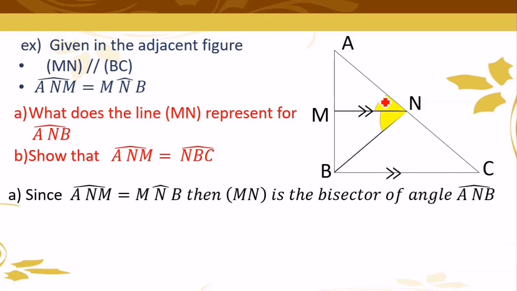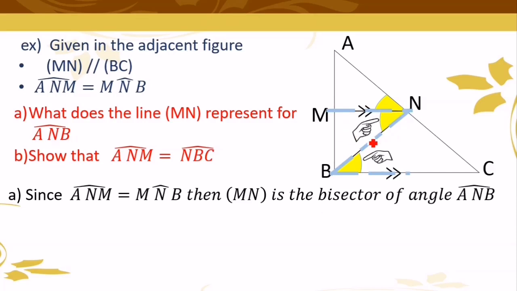Now part B. Can you show that angle ANM is equal to angle NBC? In fact, there is no direct relation between angle ANM and angle NBC. So there is a problem. But if we look at the given, we find that MN is parallel to BC. Good. And what does it mean to have two given parallel lines? We can find alternating or corresponding angles. Good.